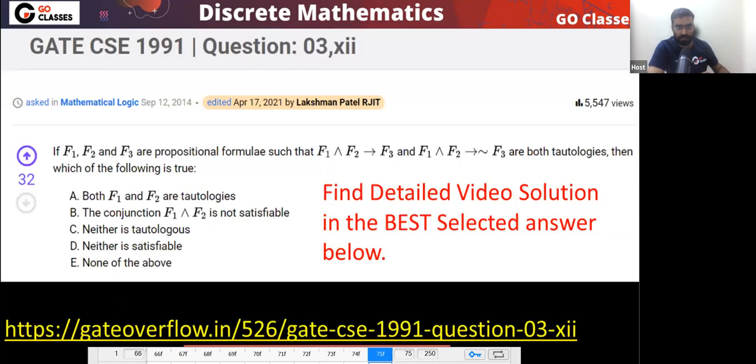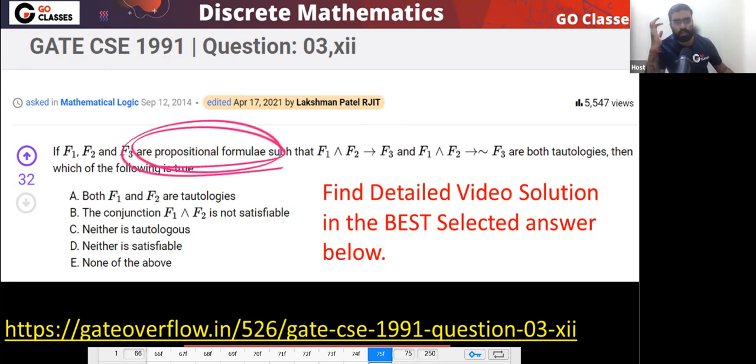Now let's move on. This question we have already done. Correct? So remember, this is a GATE 1991 question. This is a beautiful question. Most of the students get the correct answer by the wrong method. You have to understand the difference between propositional formula and propositional variable. Many students don't understand this difference. When you get the correct answer by the wrong method, that is the problem.